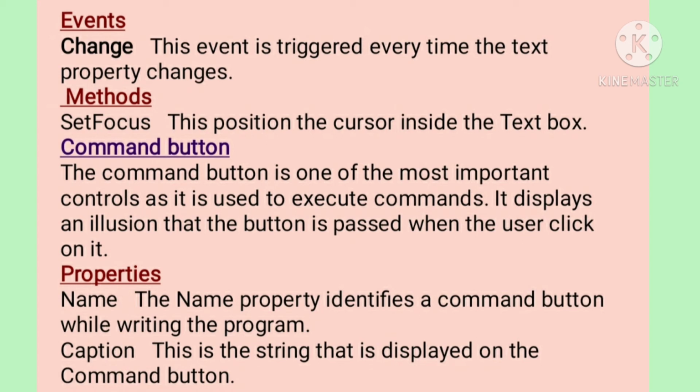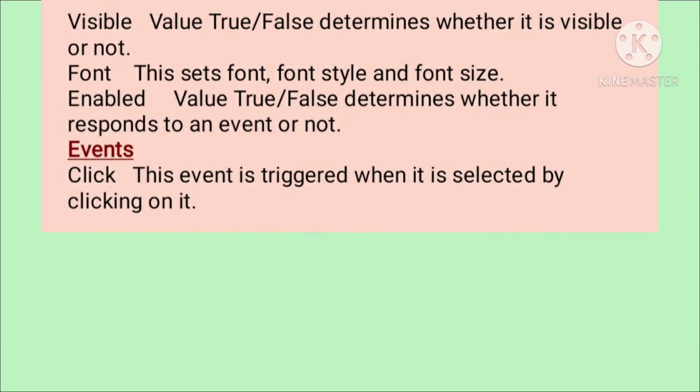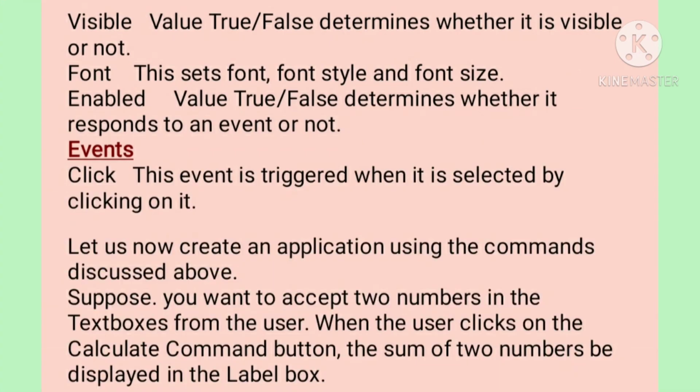Name. It identifies a command button while writing the program. Caption. This is the string that is displayed on the command button. Visible. Value true or false determines whether it is visible or not. Font. This sets font, font style and font size. Enabled. Value true or false determines whether it responds to an event or not.